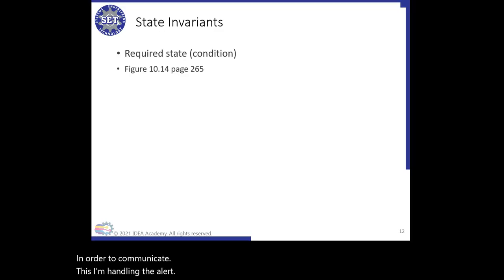Now, state invariant: the required state or the condition. On page 265, diagram 10.14, you can see an example of a state invariant drawn out.